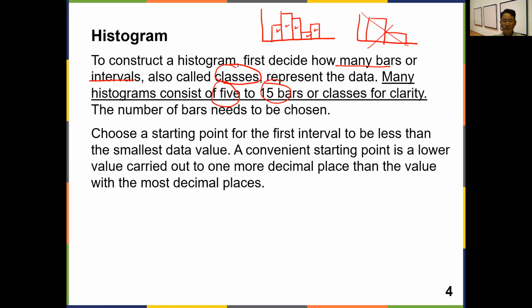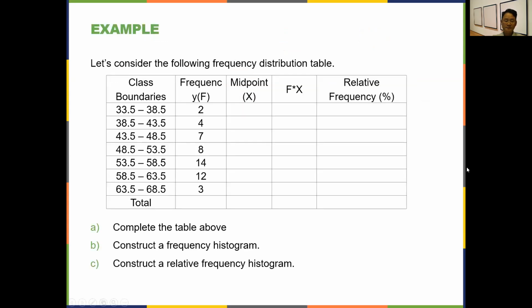Anywhere between 5 classes to 15 classes are recommended, right? Okay, so choose the starting point of the first interval to be less than the smallest data value, right? So in a way, you are going to arrange this bar from small value to the large value, right? And of course, let's say you have this example.